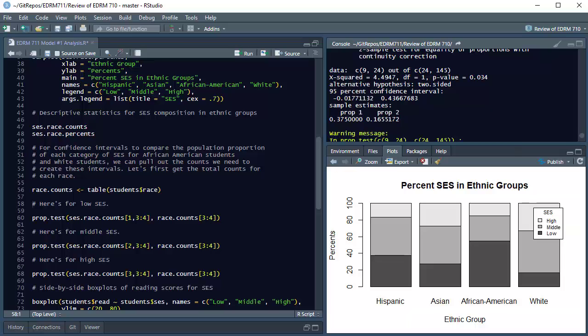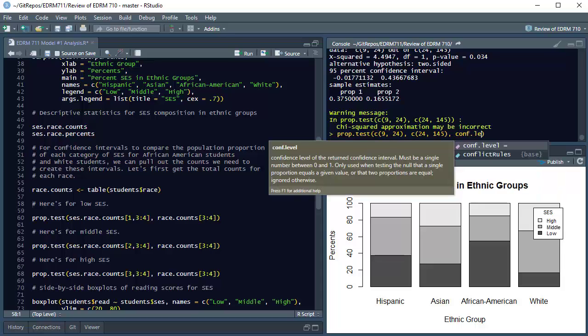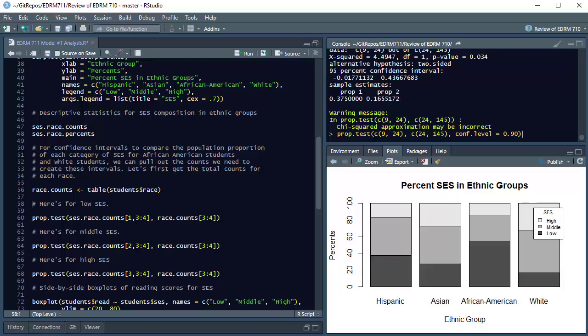Let me try it. So I'm going to add confidence level equals 0.90, and in that case, sure enough, that tells me that the higher rate of low SES in Hispanic is somewhere between about 1 percentage point higher than white to 40 percentage points higher than white. Okay, so the evidence is showing me higher proportion of low SES for Hispanic. It's just a matter of how confident we can be in that.